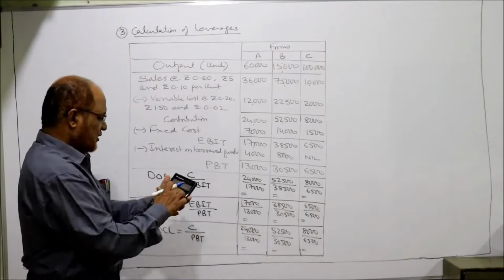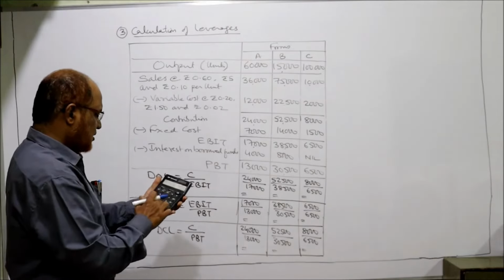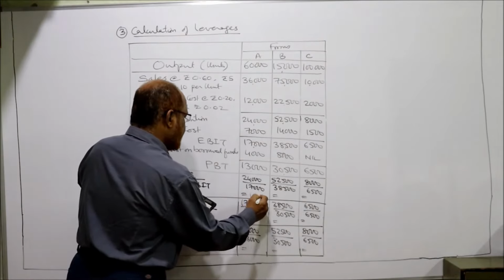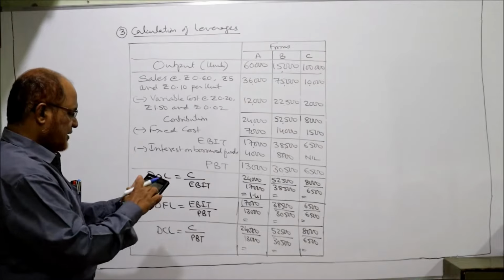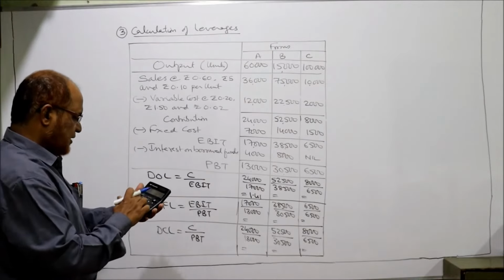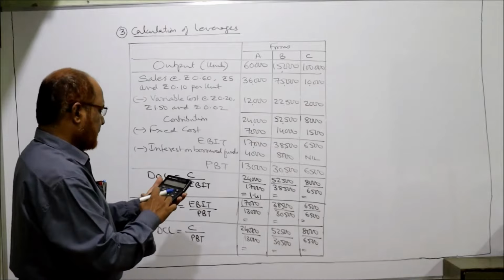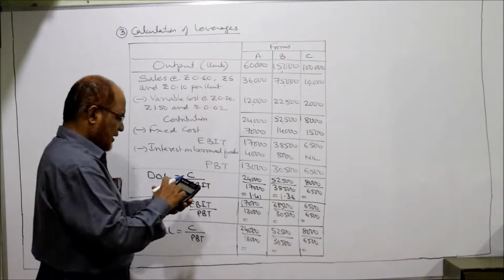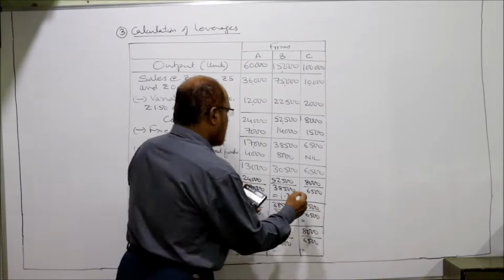First one is 24,000 divided by 17,000. You are getting 1.41. Similarly, 52,500 divided by 38,500, you are getting 1.36. Last one, 8,000 divided by 6,500, 1.23.